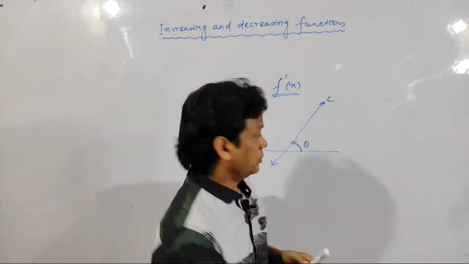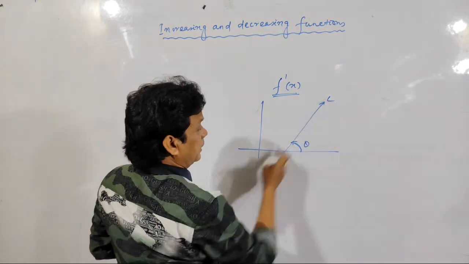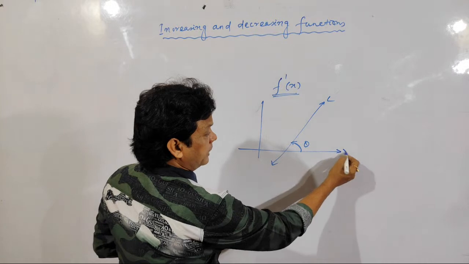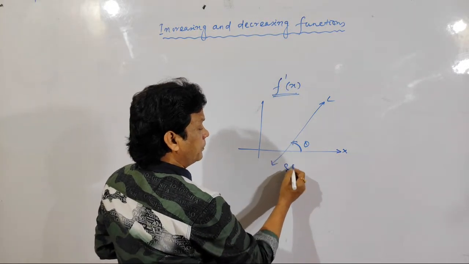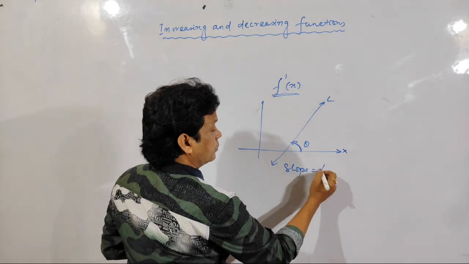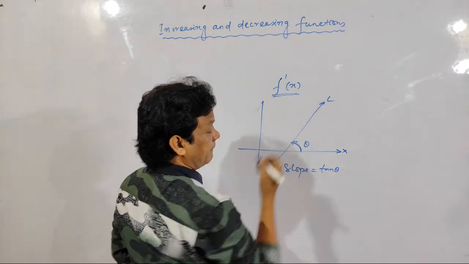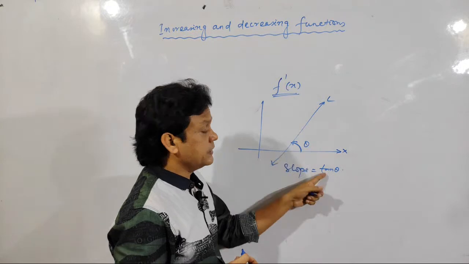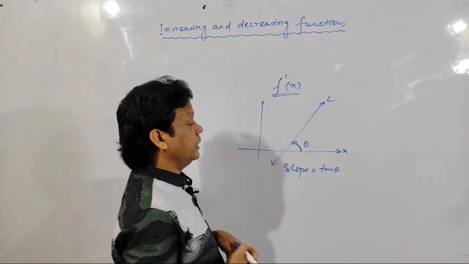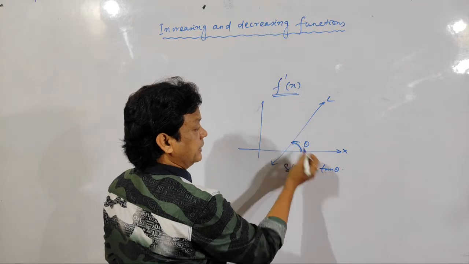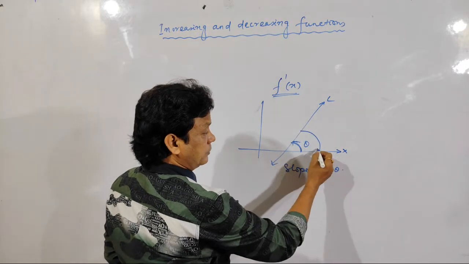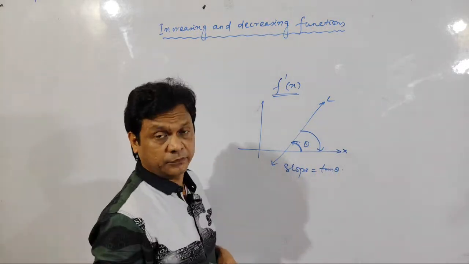Clear? So, see here, if the line L makes an angle theta with the positive direction of the x-axis, measured in anticlockwise direction, then the slope of this line is equal to tan theta. And already it is known to you, if you measure the angle in anti-clockwise, it is positive, and if you measure in clockwise, it will be negative.